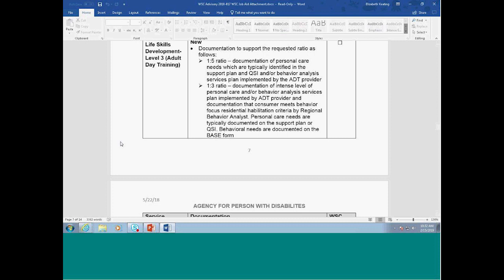And for the 1-to-3 ratio, it's more intense levels of personal care that the individual needs. So they really have to be lifted and transferred and things like that for their personal care needs to be met. Or they have behaviors that meet the criteria for behavior focused rehab. So even if they're not in a behavior focused setting, the behavior analysis can help us by indicating that they do meet that criteria even though they're not living in a behavior focused setting. Or you can review the criteria that's specifically identified in the handbook that someone has to meet to be qualified for behavior focus, and make sure we have that documentation somewhere in the SAM packet.